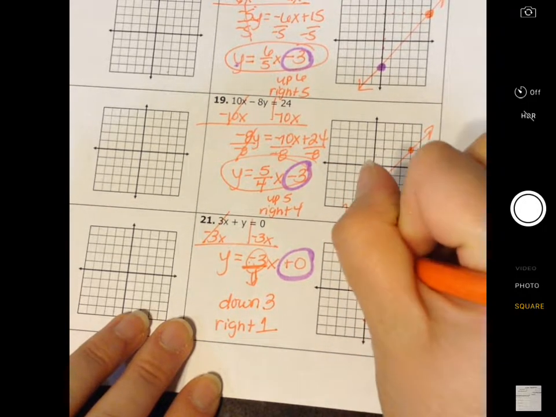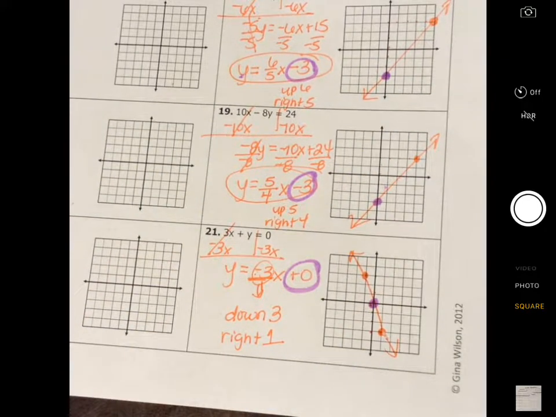Draw your line. Done. So tonight for homework, you are completing the evens. We will be grading them together in class tomorrow, which I will be back tomorrow to grade these with you, and we can do any questions that you have left over from the entire week.